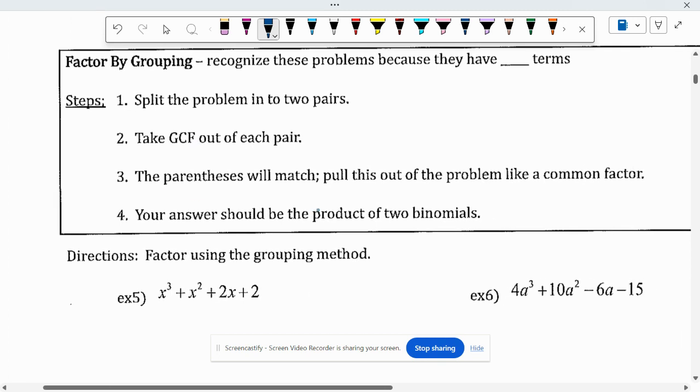All right, so factor by grouping. We're going to recognize these problems because they have 4 terms. They have 4 terms. So we're going to split the problem into 2 pairs.